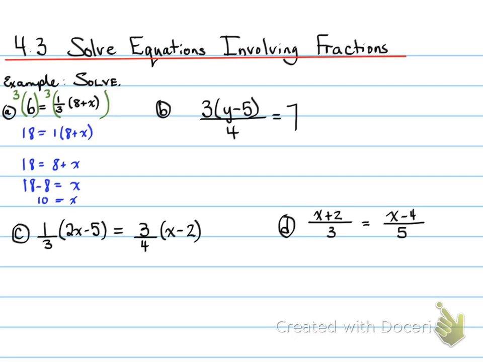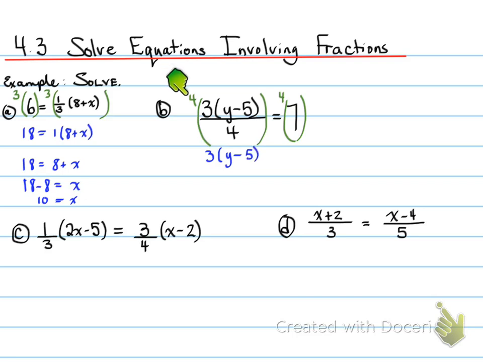All right, question number B. With question B, again, it's formed in a different way, but we do it the exact same way. That is, we find a common denominator. The common denominator is 4 for both of these, folks. We multiply 4 on both sides of the equal sign, and what we're going to do is take 4 divided by 4, which is 1, times 3, which is 3. 3 times y minus 5.